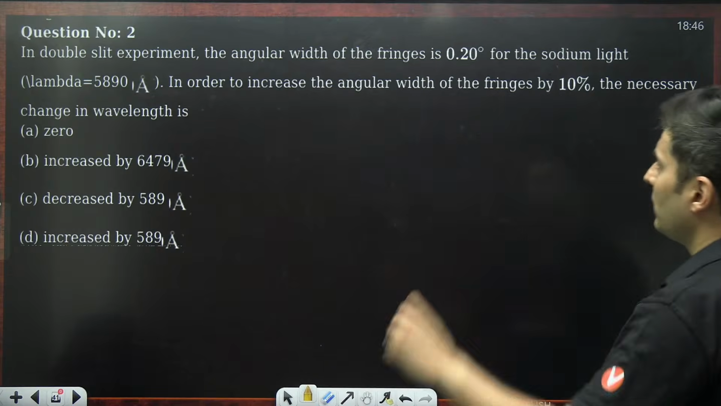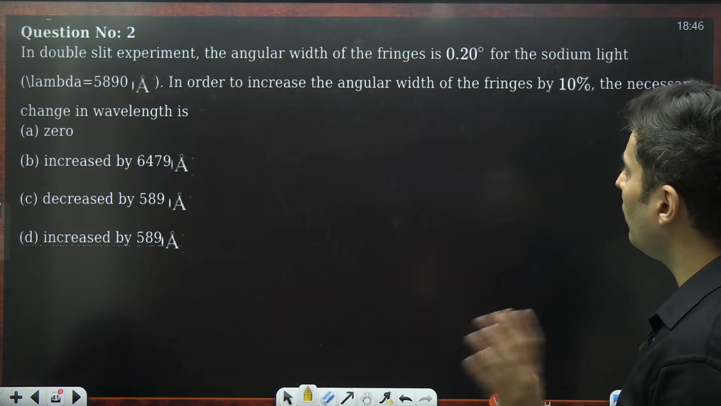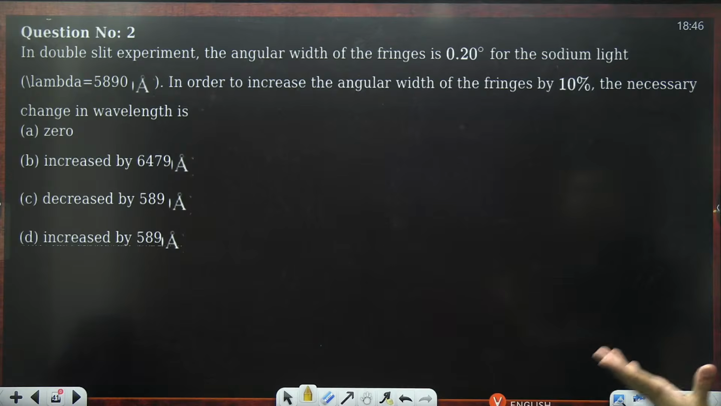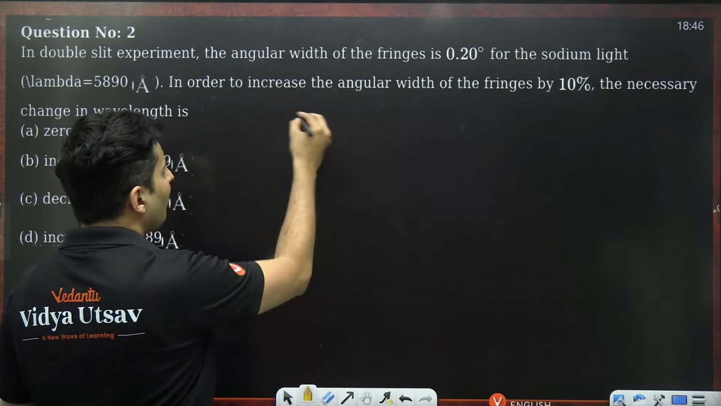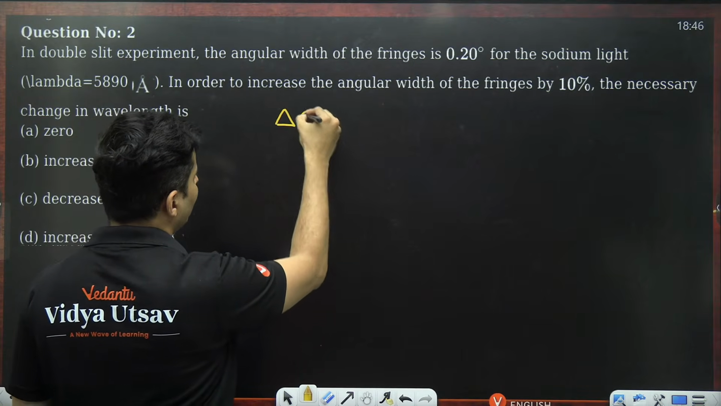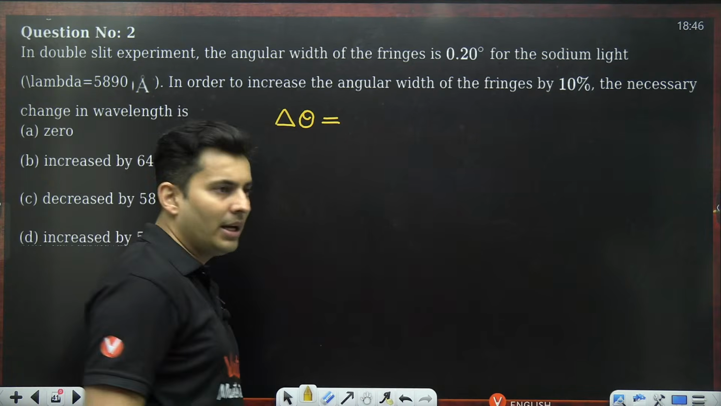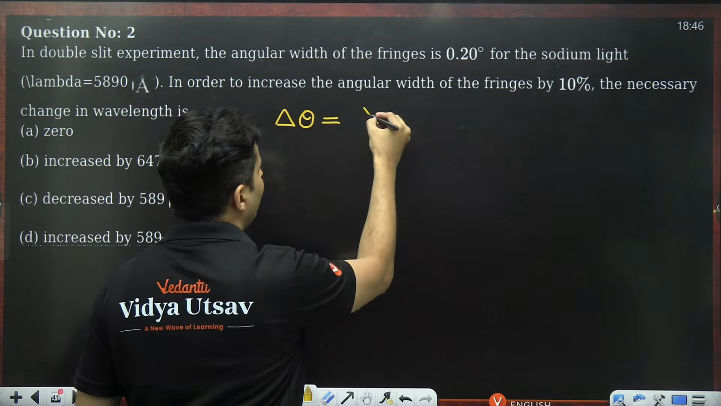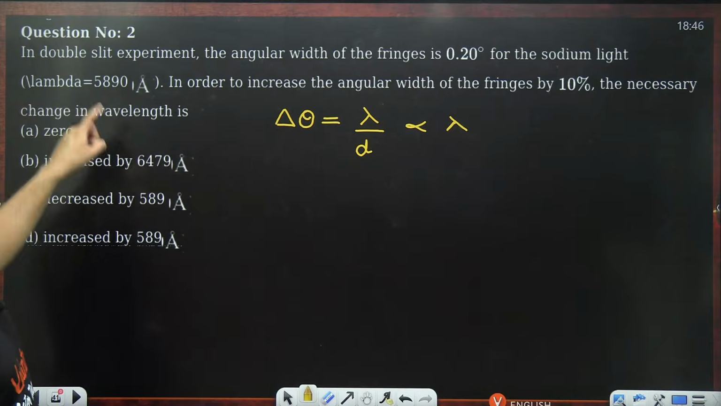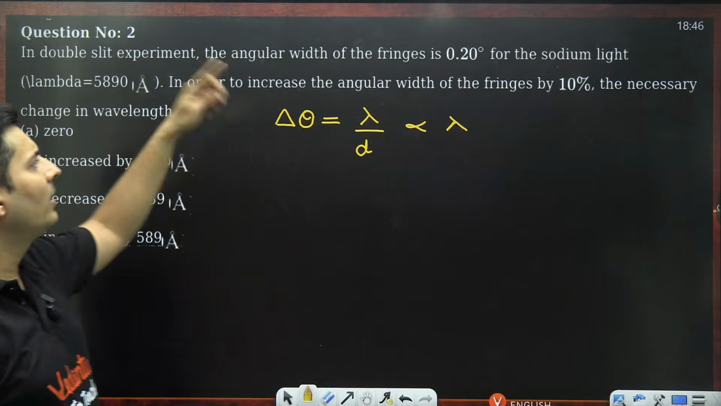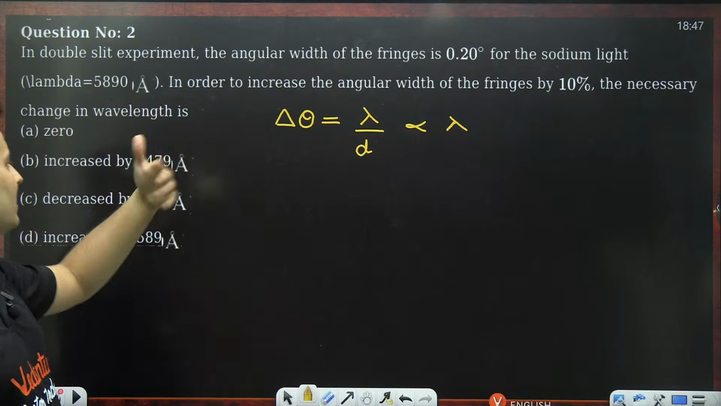In a YDSE setup, the angular width is 0.2 degree for the sodium light. In order to increase angular width by 10%, the necessary change in the wavelength is how much? Well, what is the formula for angular width of the fringe? Just like you have lambda D by d, here it is just lambda by small d, meaning it is just proportional to lambda. Now, it is clearly mentioned for sodium light, the angular fringe width is 0.2 degrees.